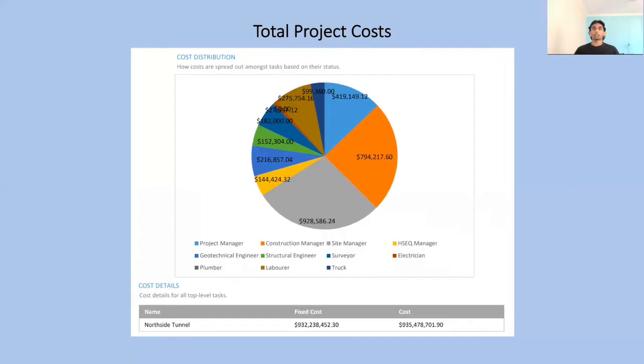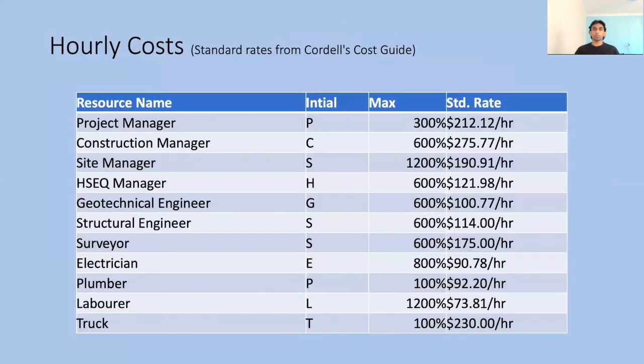Here you can see a summary of the costs that will be incurred throughout the course of the project. Fixed costs are estimated to be 932 million, with total costs adding up to 935 million. Here you can see the hourly costs for the resources. All rates were referenced from the Cordell's cost guide. All the hourly costs add up to be the total cost for the resources required for the completion of the project.